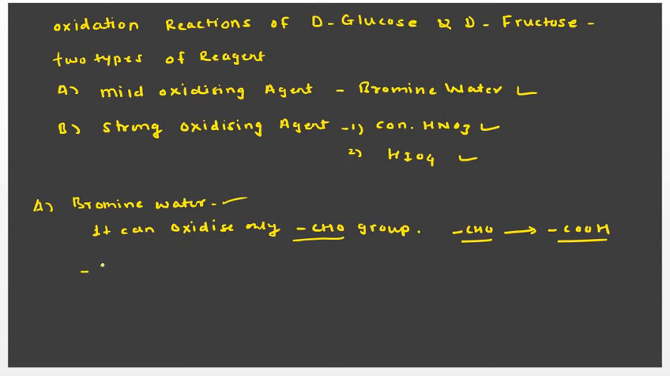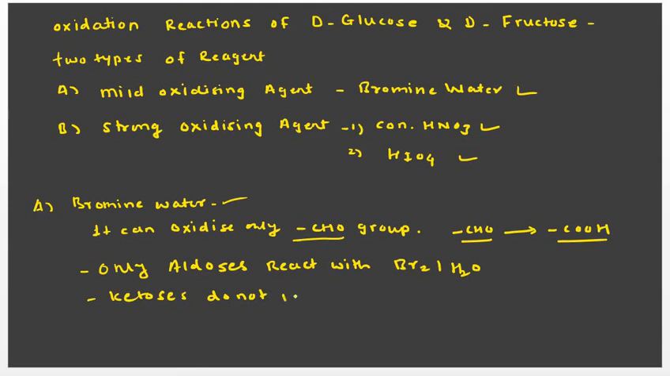So remember that only aldoses react with bromine water. Ketones do not react because they do not have a free aldehyde group; they do not react with Br2 and H2O. So we can say that only glucose reacts with bromine water, fructose does not react with bromine water.